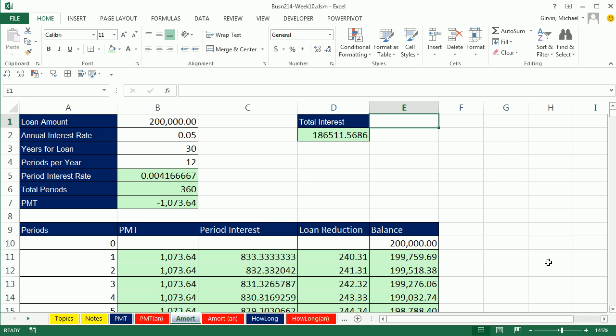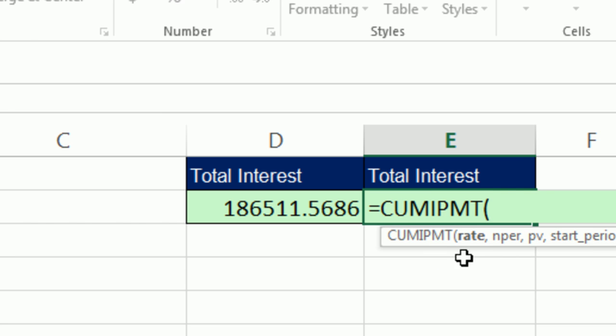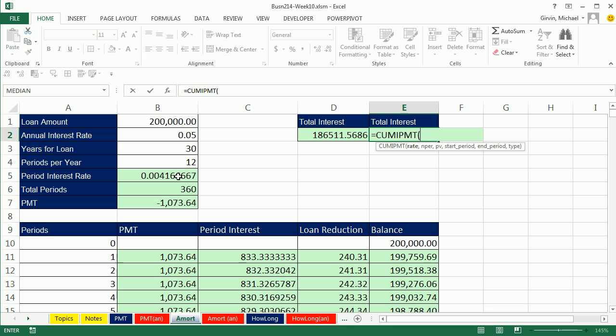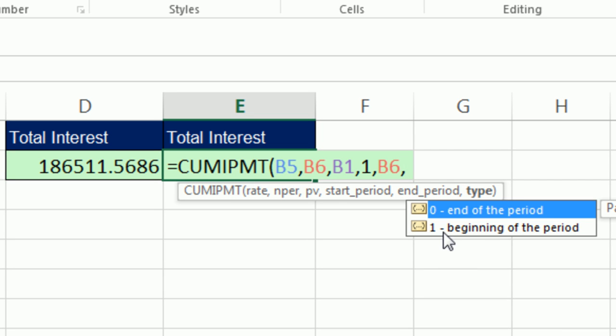So let's see if we can copy this. Control-C, Control-V, and I'm going to try a different function, equals CUMIPMT. CUM for cumulative, I for interest, and PMT for payment. So the rate, NPER, that's the total number of periods. The present value, it is a positive. The start period is going to be 1, and the end period is going to be 360. And the type is going to be in this requirement.